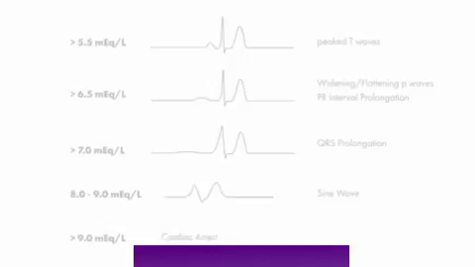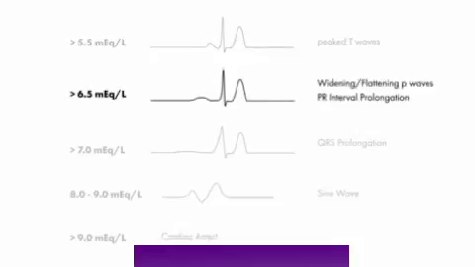So to recap, at potassium levels greater than 5.5 milliequivalents per liter, you'll start to see peaked T waves. Remember that this is the earliest sign of hyperkalemia that you might notice on an EKG. At levels greater than 6.5 milliequivalents per liter, you'll notice widening and flattening of the P waves and lengthening of the PR segment.